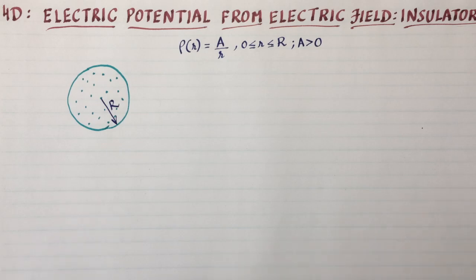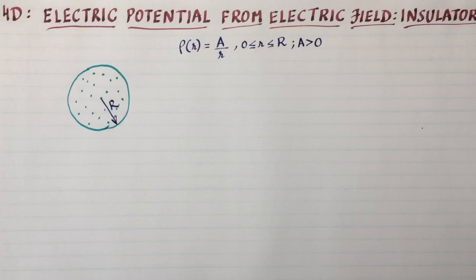In the previous video, I showed you how to get electric potential from electric field for conductors, for a spherical conductor and a cylindrical conductor. In this video, I'd like to talk about how to do the same thing for insulators. So let's just have a spherical ball that's charged throughout its volume. And the charge density I have picked for this is rho of r equals a over r.